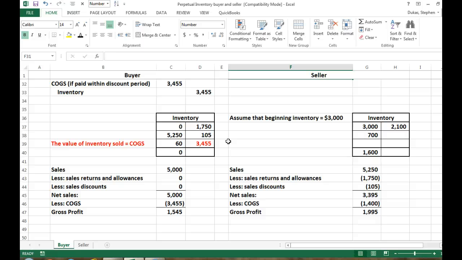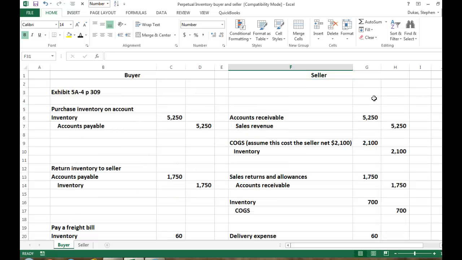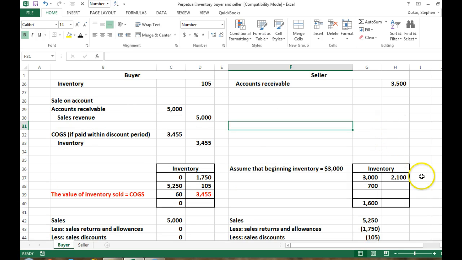On the seller side, let's assume that we started with an inventory balance of 3,500. We sold inventory worth $2,100. That's down here. And then we received $700 back from before. So net, we've sold $1,400 worth of inventory.